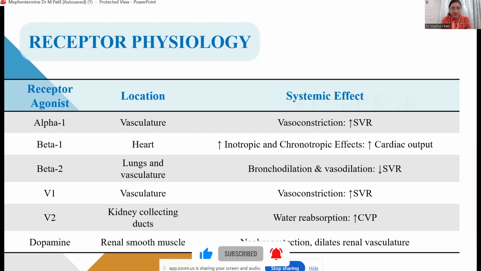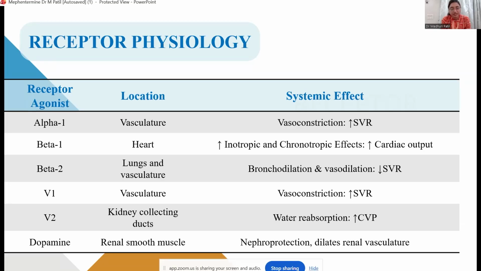We will also brush up on receptor physiology. Alpha 1 receptors are located on vasculature. The systemic effect is vasoconstriction. Beta 1 receptors are located on the heart, which causes inotropic and chronotropic effects, causing an increase in cardiac output. Beta 2 receptors are located on the lungs and vasculature, which causes bronchodilation and vasodilation, so decreased SVR. V1 receptors are located on vasculature, causing vasoconstriction and an increase in systemic vascular resistance.